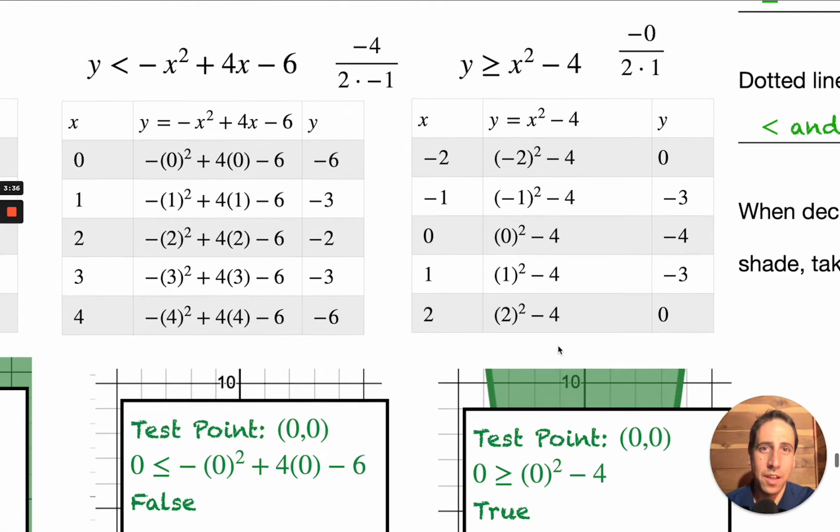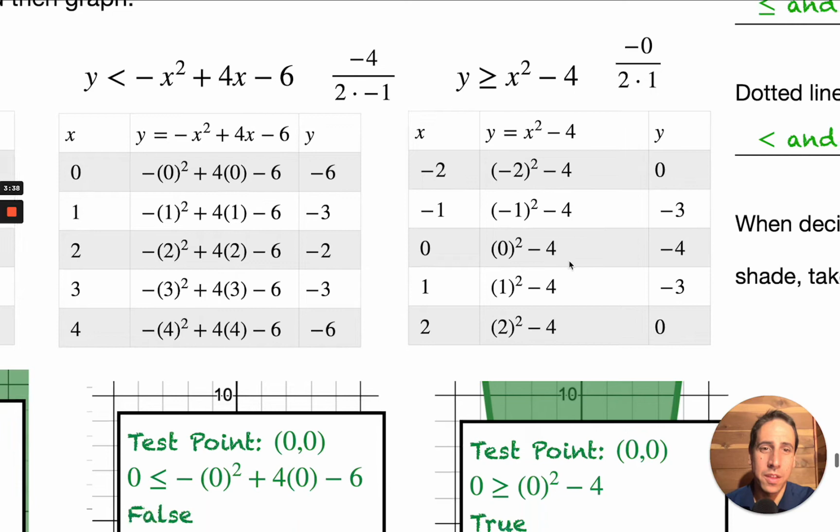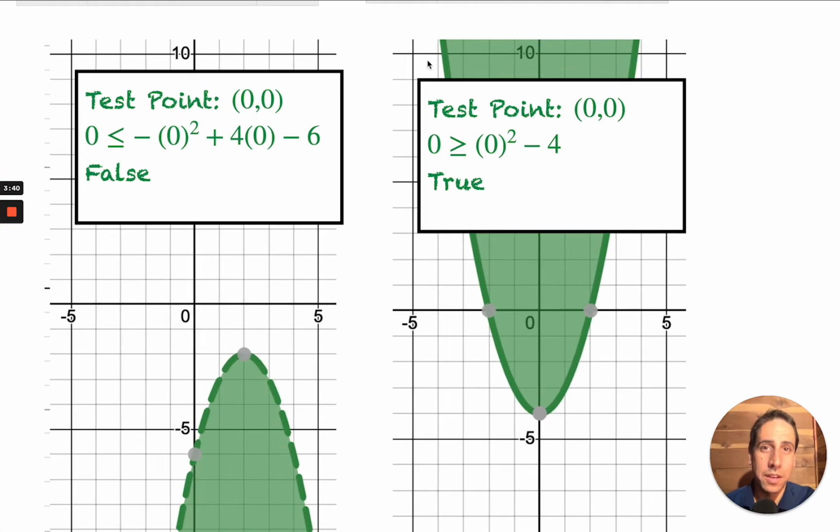This is going to be solid because of the symbol greater than or equal to, so that's how we indicate that the boundary line is also part of the solution set. And take (0, 0) and plug it in, and you get a true statement. So therefore, you shade in (0, 0) and all of its neighbors in its region.